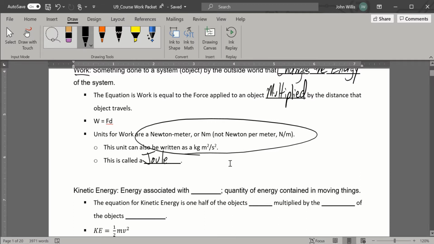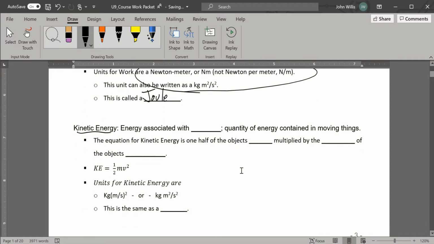Anyways, so that was work, right? Work is done on an object to change the amount of energy it has. Specifically, there are multiple kinds of energy, right? We've got kinetic energy, the energy associated with motion, associated with moving things. And that moving thing could be an object's velocity.